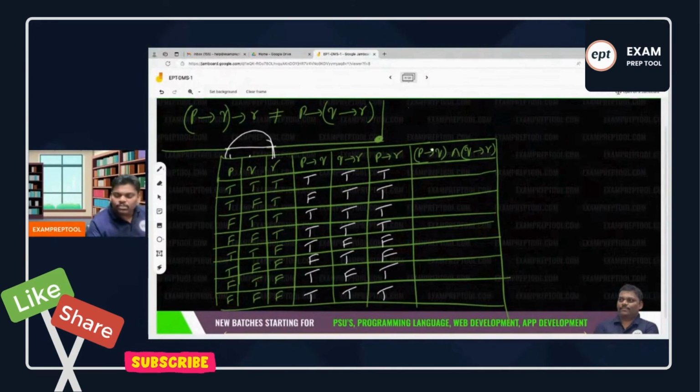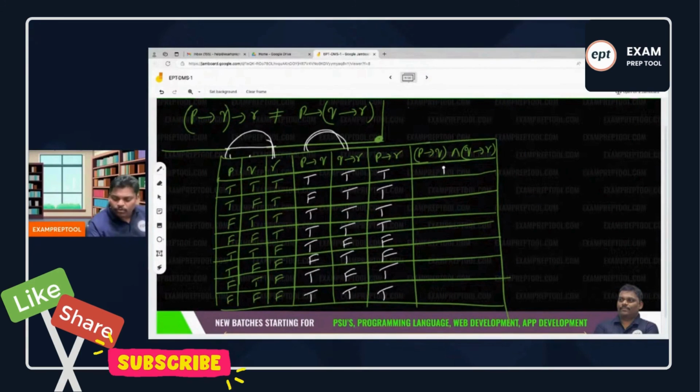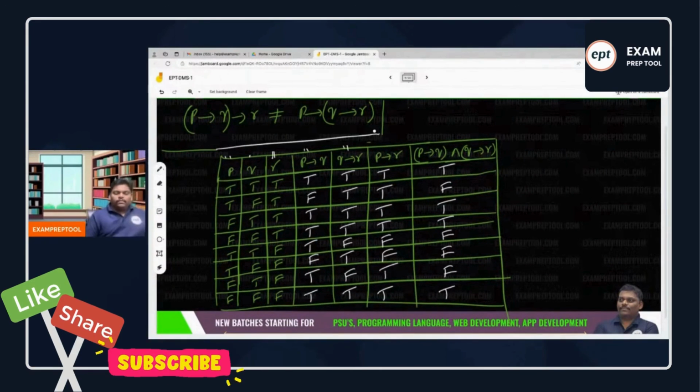Let me go to the last one. First one, second one, let me do the AND operation. AND operation means both should be true. True. It is false. It is true. It is true. It is false. It is false. It is false. It is true. So if you want, I will give numbers also. You can easily say, right?